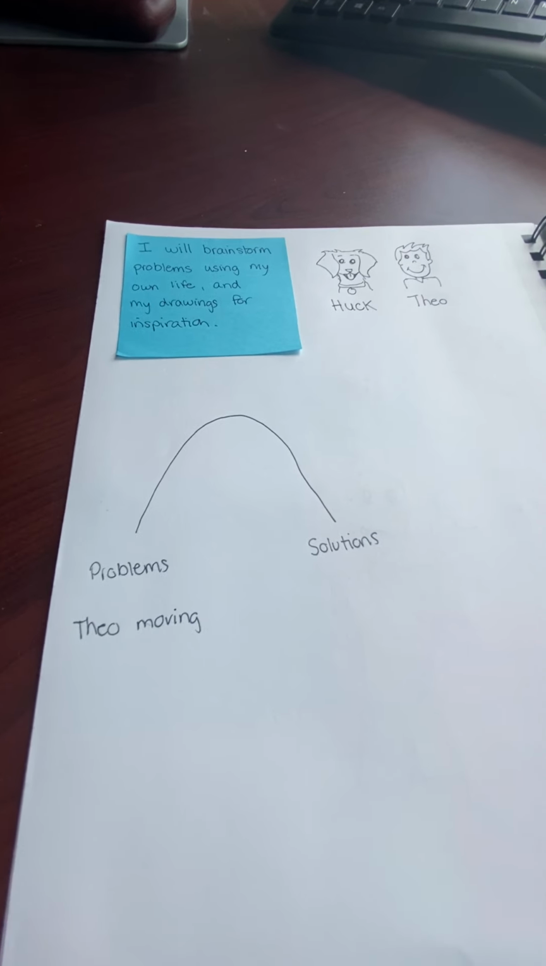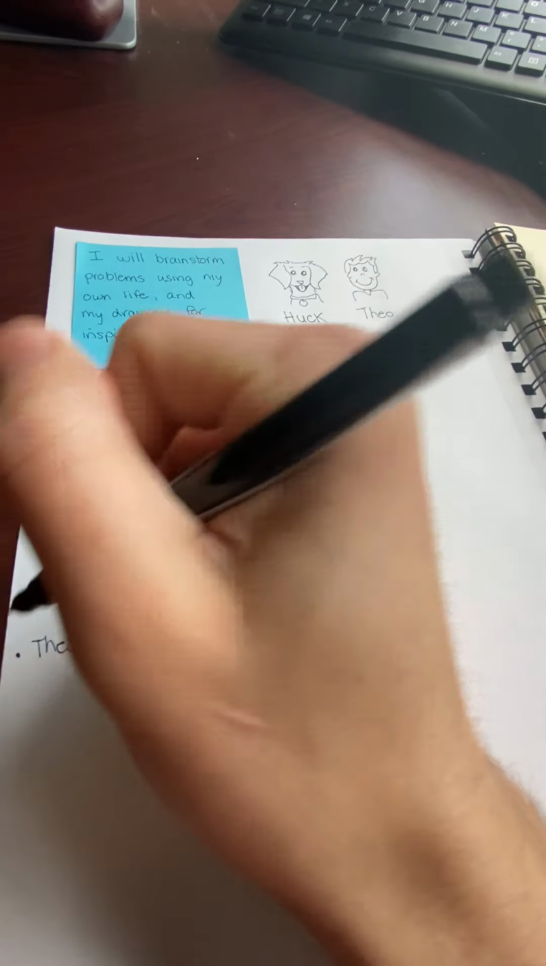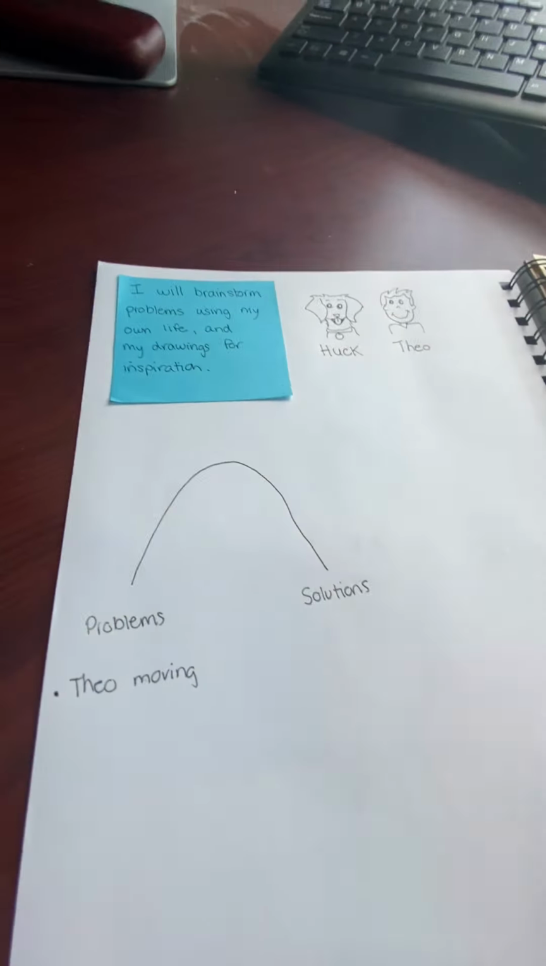And Theo moving can be an internal problem. So inside his feelings, he's upset. Maybe he loses some friends because he moved. So a solution to that would be, how would he solve that problem of feeling lonely when he moved? He needs to make friends.